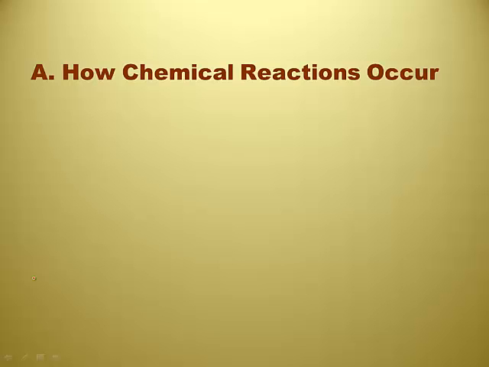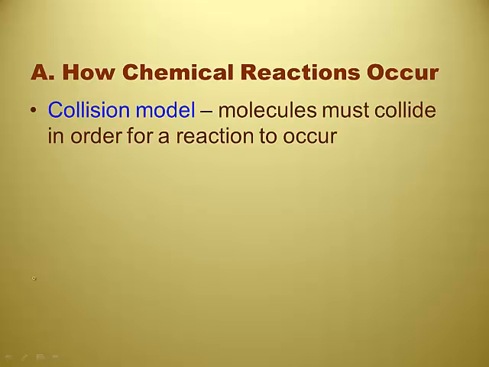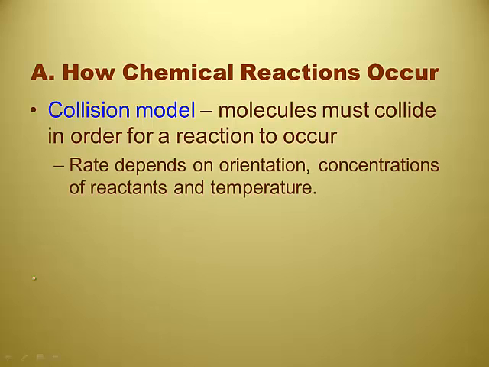All right, how chemical reactions occur. This is nice and easy. You have a collision model. The molecules must collide in order for a reaction to occur. And they must collide in the right orientation. Right. So the rate at which a reaction happens is going to be dependent on the orientation, the concentration of the reactants, and the temperature.